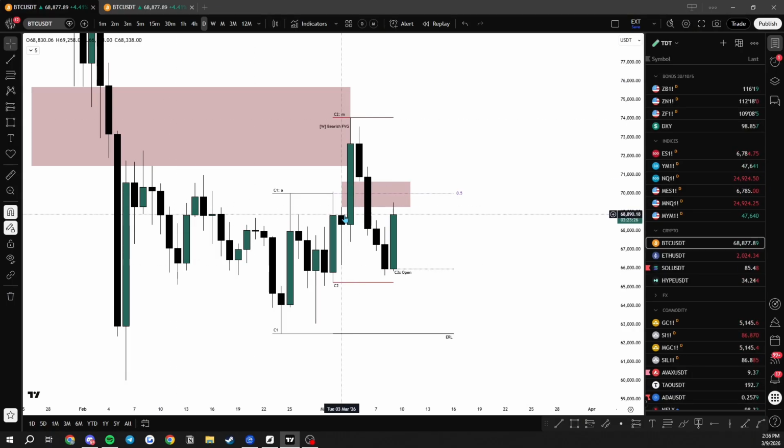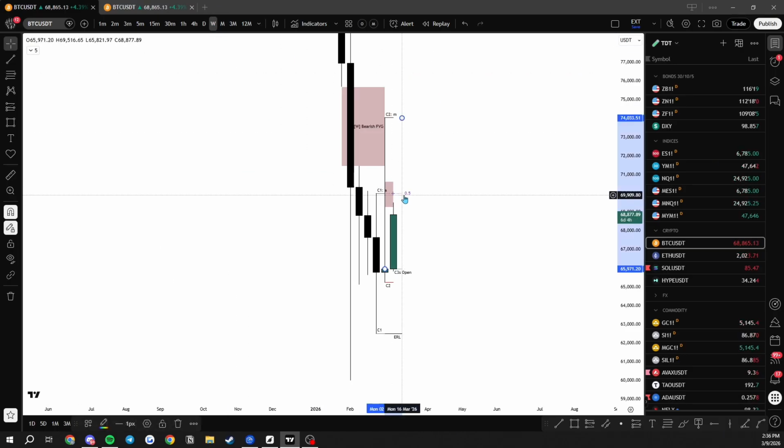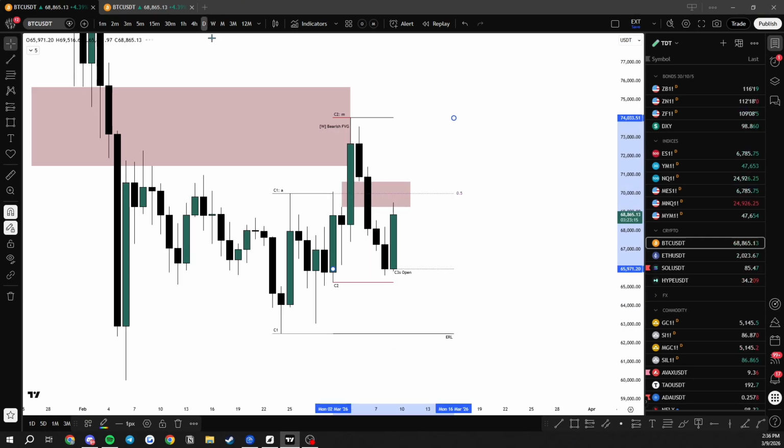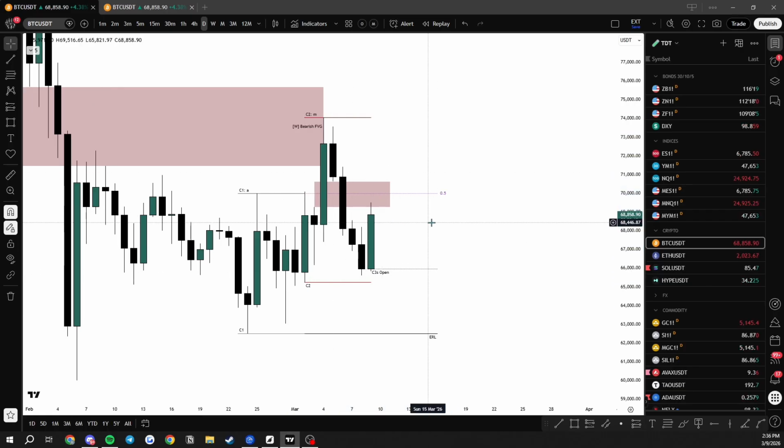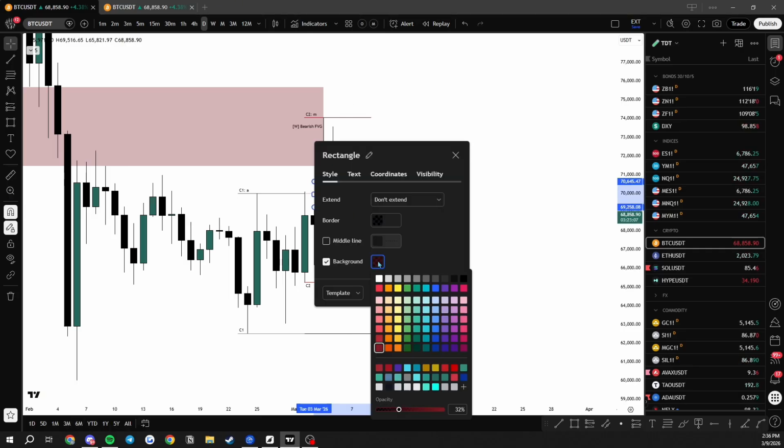Because we would not see this inversion fair value gap if we just stayed on the weekly. Then I'm just waiting for this midpoint, right? But we may not hit that. And to be prepared for something like that, I need to see what's on the daily, right? So I would be using this inversion fair value gap.